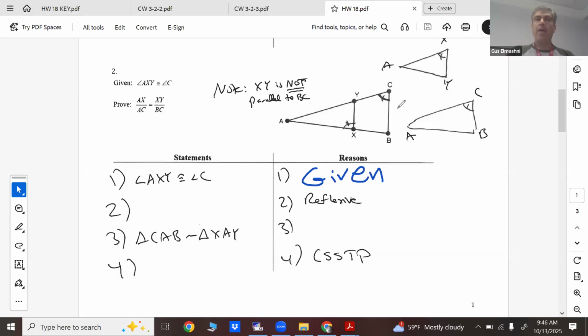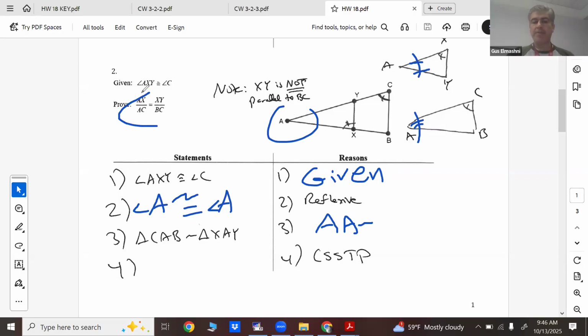Now, when you're comparing the triangles, this is weird. But notice that angle X and angle C are the same. So I have to flip one of them. I decided to flip triangle AXY so that it's oriented in the same way as ABC. So I can see that angle X and angle C are the same. That's given. Also, because they both share angle A, I'm going to say again, angle A is congruent to angle A, because that's shared. Then I can say the triangles are similar because of AA. And of course, what I'm trying to prove is this. So if I throw it down here, again, that's CSSTP.